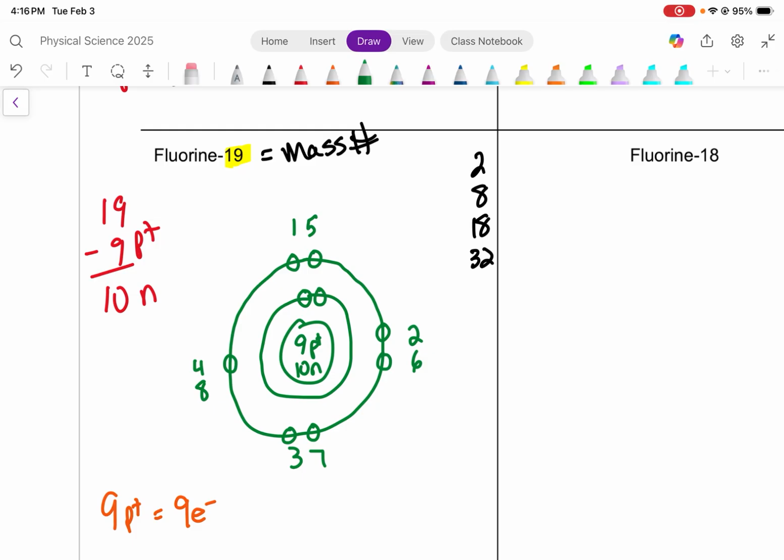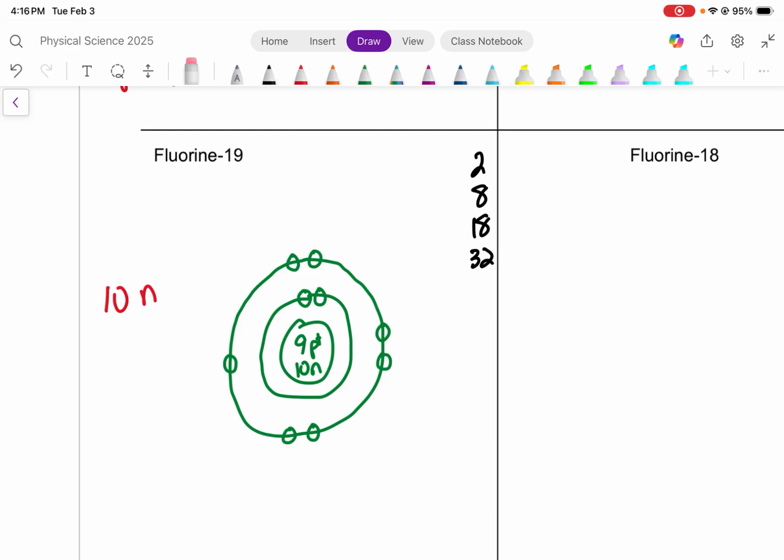Some teachers, you guys in the building, do it different ways, and that's totally okay. But this is how I like to do it in my classroom. And again, just bear with me, explanation will come later. So if I get rid of the stuff that I don't need, that's what fluorine with a mass of 19 would look like.